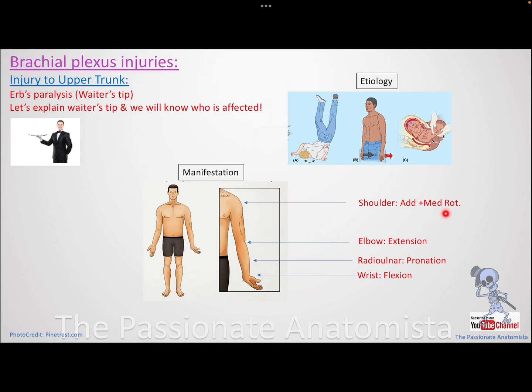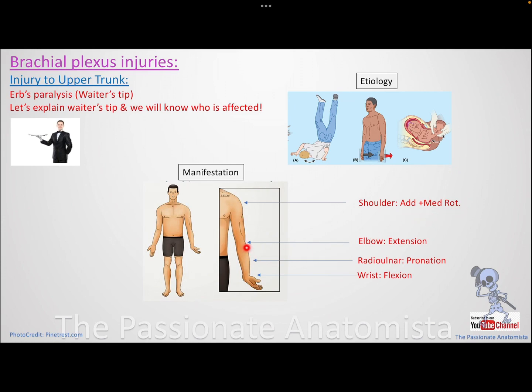What about the rotation of your shoulder? The shoulder is internally rotated, or medially rotated. It means the external rotators are not working. Who are the external rotators? Your SIT muscles. Remember the supraspinatus, infraspinatus, and teres minor? So these muscles are not working.